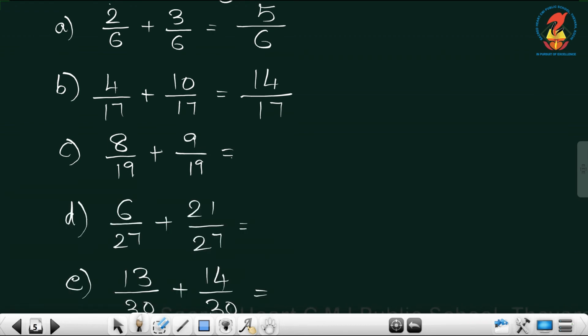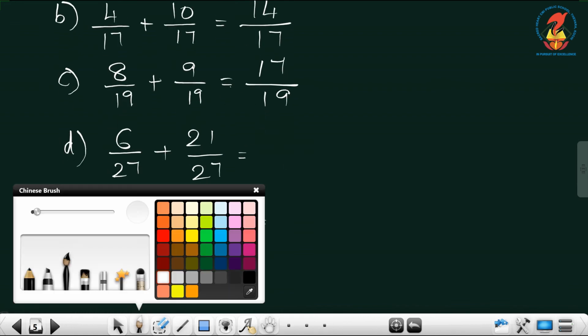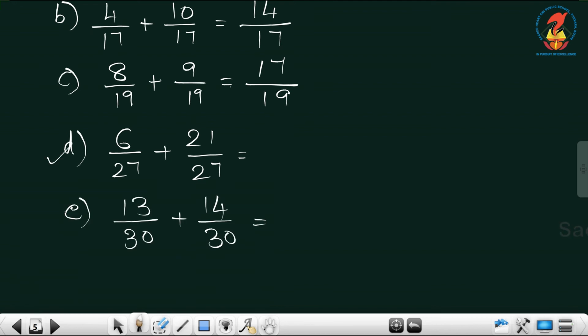Numerator lies on the top and the denominator at the bottom part. Now see the question, 8 by 19 plus 9 by 19. 8 plus 9, how much you get? Yes, 17 by 19. Now the last two questions you can do it yourself, homework.